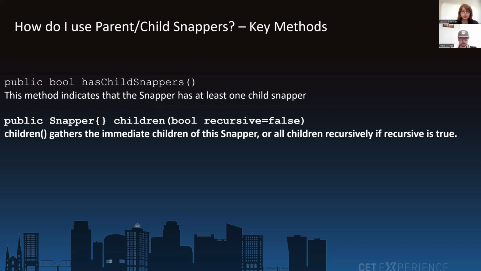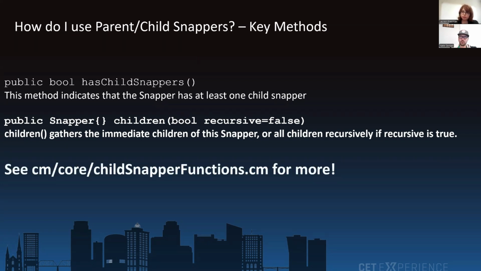I forgot to mention this earlier, but some of these you notice are bolded because they're ones that I personally use a lot when I'm using parent-child snappers. Children, I'd say, is used basically for everything. Anytime I check for anything, I have to grab my children to apply something to them. And if you want to see more of these functions, you can look at cm/core/child snapper functions.cl.